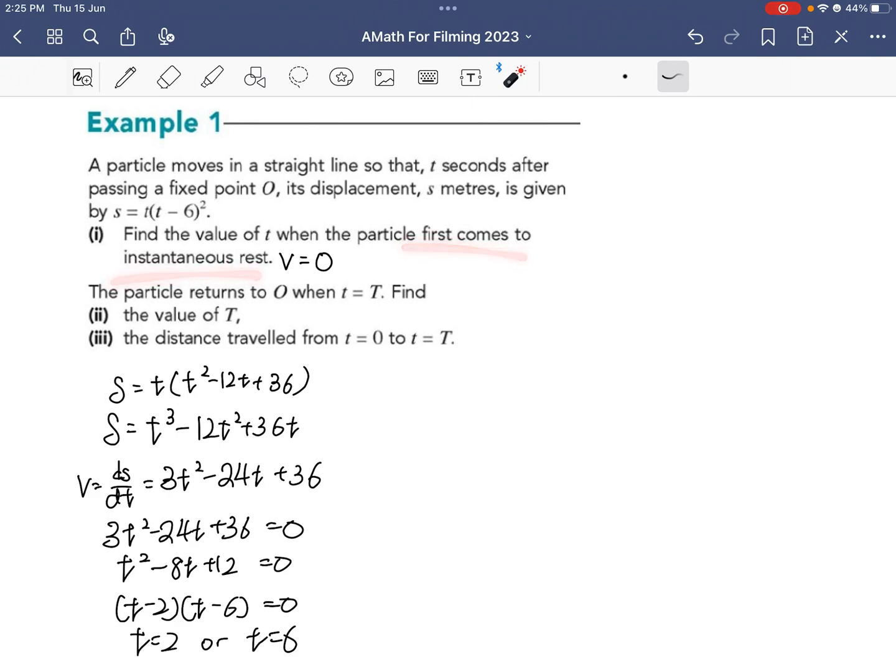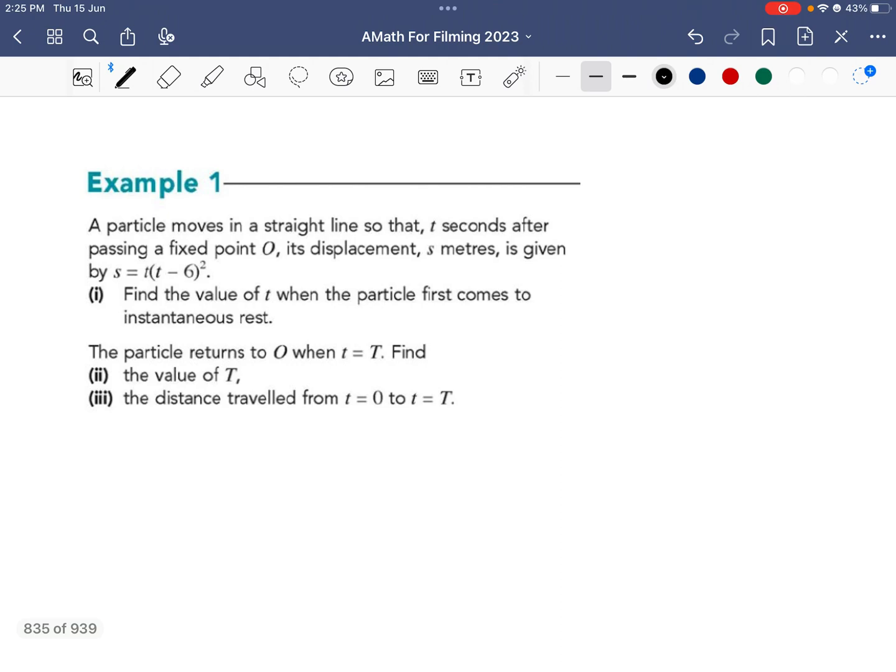But remember that the question says where it first comes to instantaneous rest. So where is the first instance? The first time is at t equals 2 seconds. So we don't choose 6, because we want the first time. So it is at t equals 2 seconds.